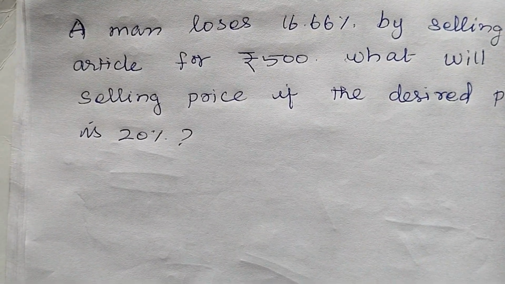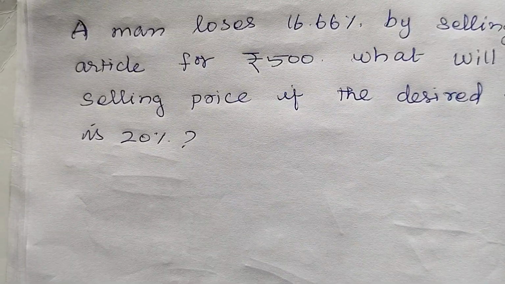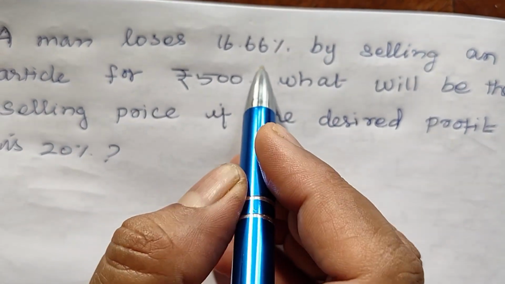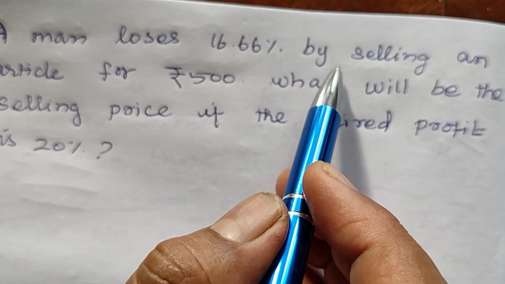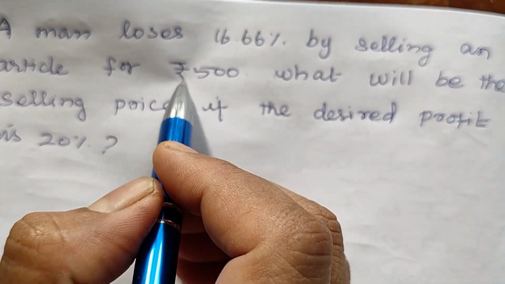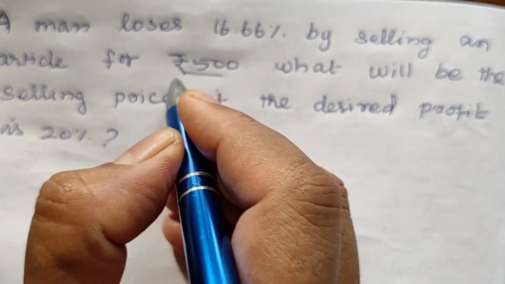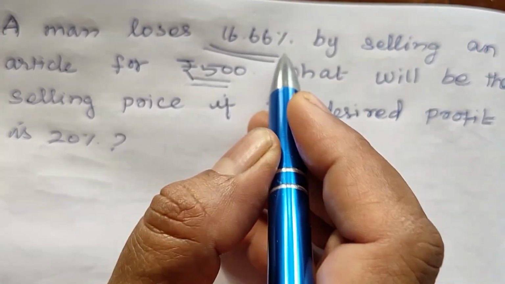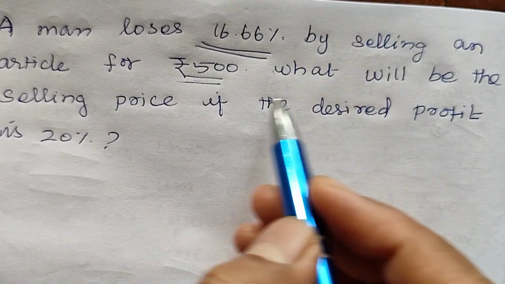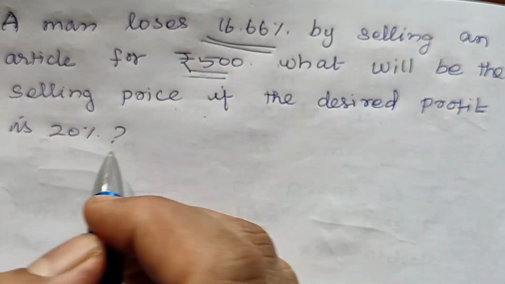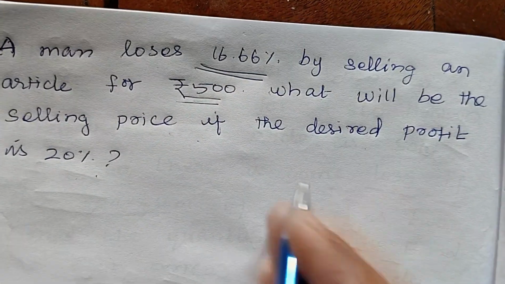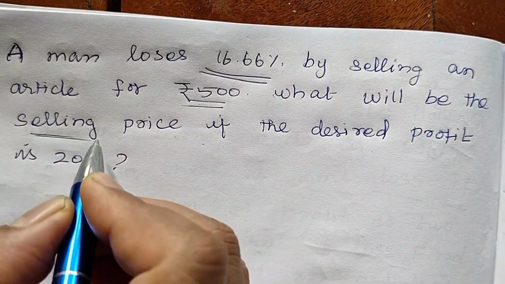This is the problem related to profit and loss. A man loses 16.66% by selling an article for rupees 500. So for an article, rupees 500 is the selling price, and that is a 16.66% loss. What will be the selling price if the desired profit is 20%? So it is asked to find the selling price.